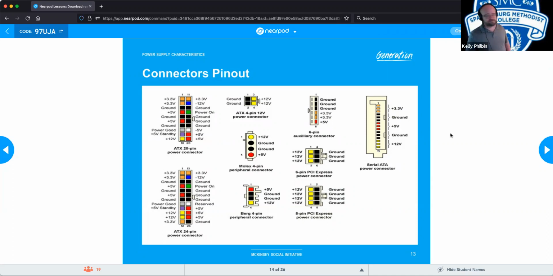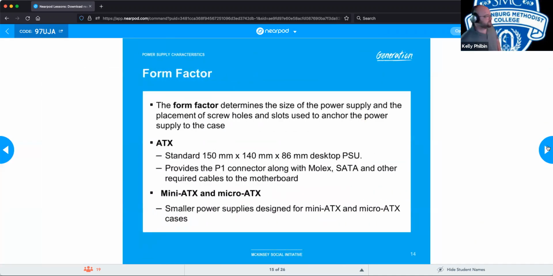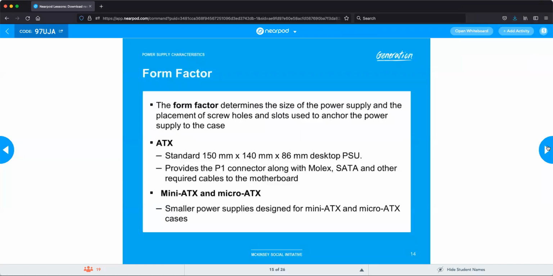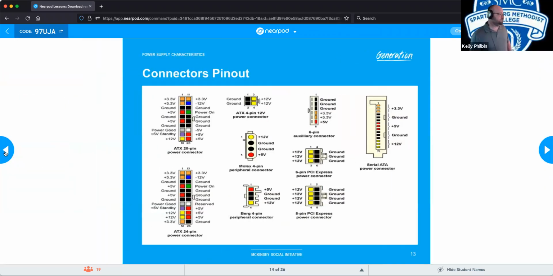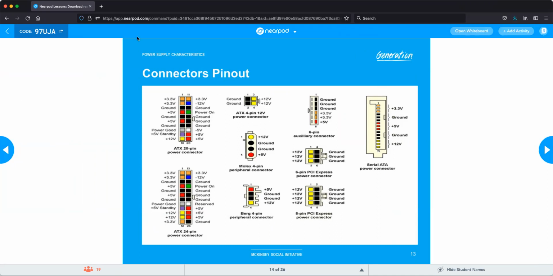Questions so far? All right. Form factor. Yes, Chris. I just had a question on the last slide. Okay. On the 24 pin connector, the white, it says reserved. What would that be for?